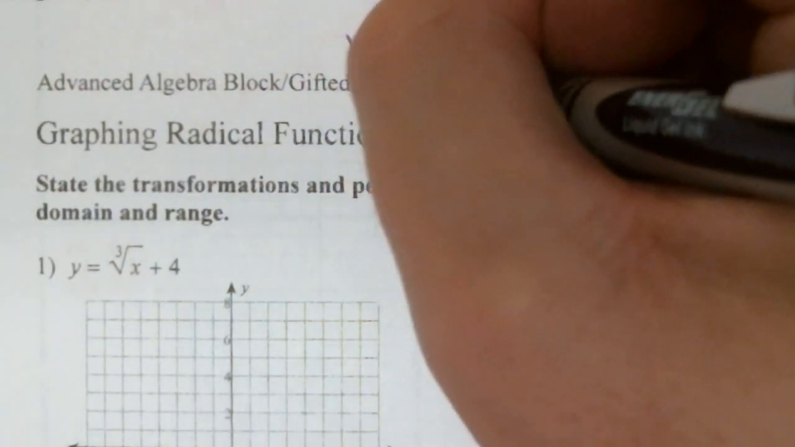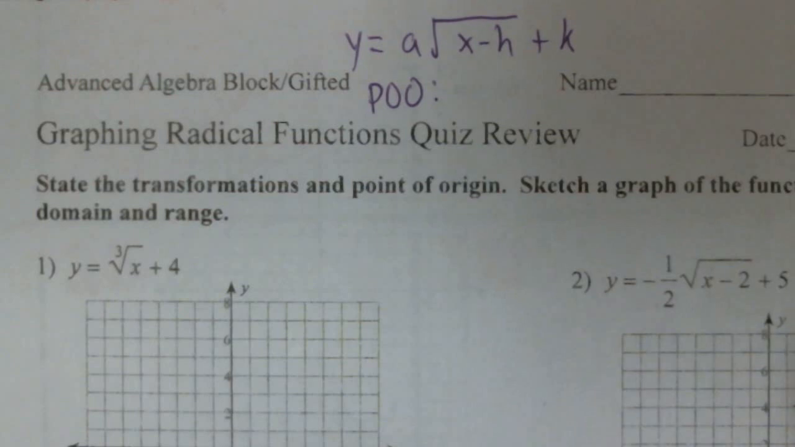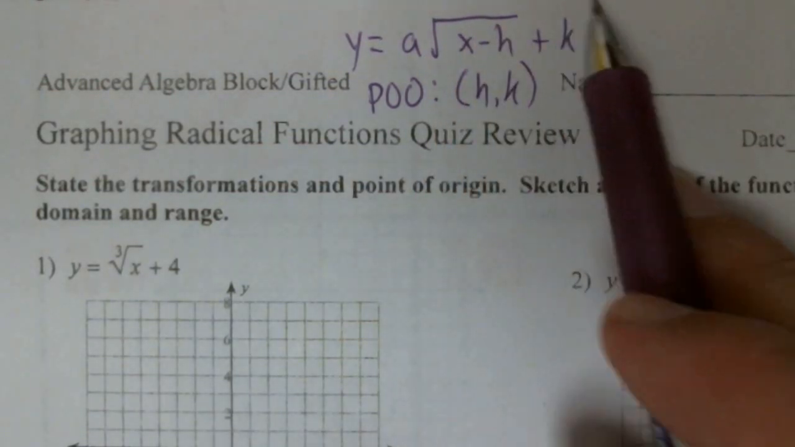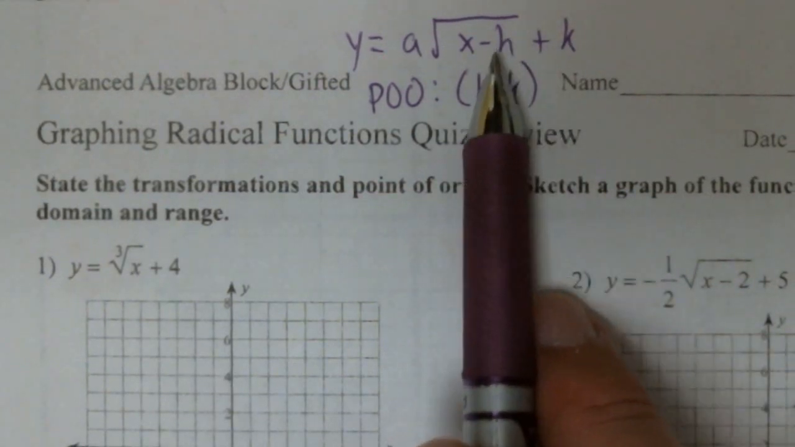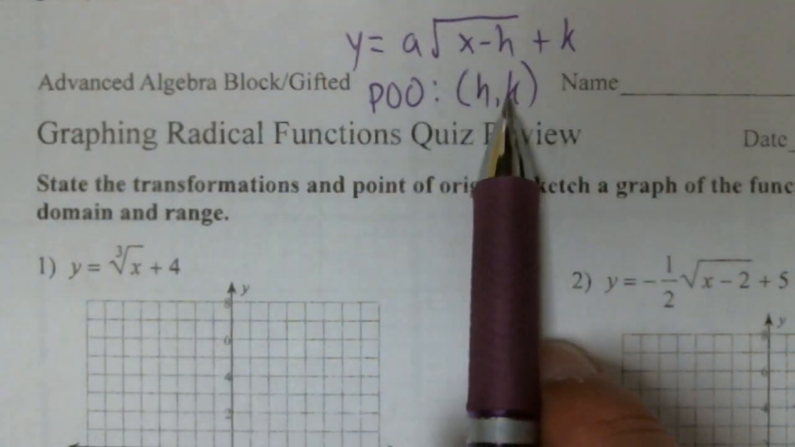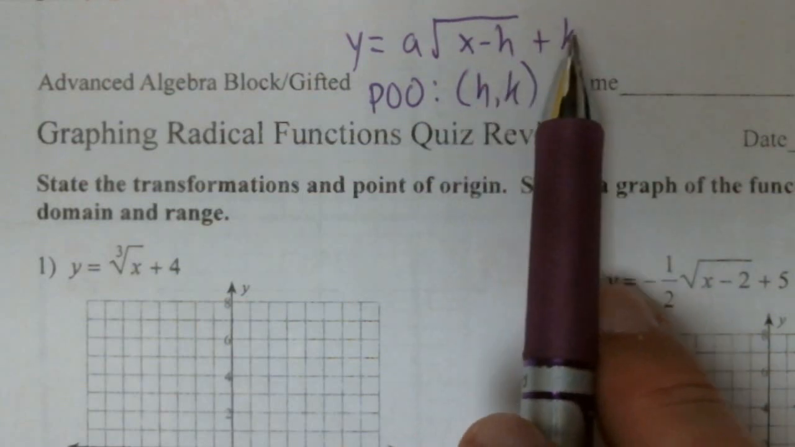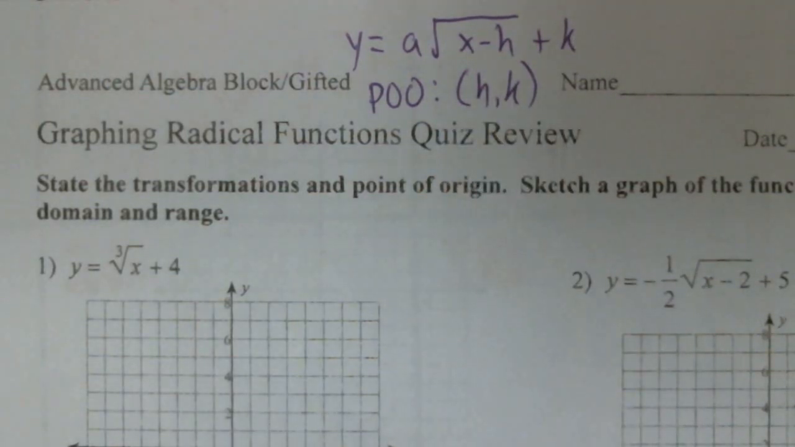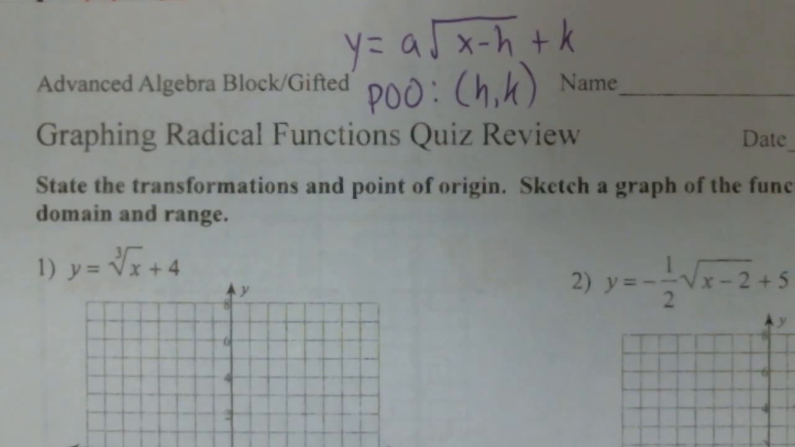The point of origin, yes, we're going to call that the poo, is simply going to be h comma k, just like vertex form of a quadratic. You got to remember though to flip that sign to get the coordinates. You flip the sign of the guy under the radical, leave the k value alone, to get the starting point for your graph. Then we'll look at some transformations, domain and range.